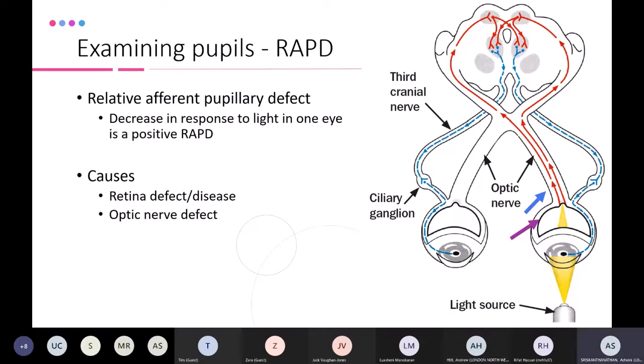And the causes usually are a retinal defect or disease, or there's some sort of defect to the optic nerve itself. So any sort of midbrain lesions usually ends up with an efferent defect, which means shining a light onto this eye would mean you don't get a response in the other eye.